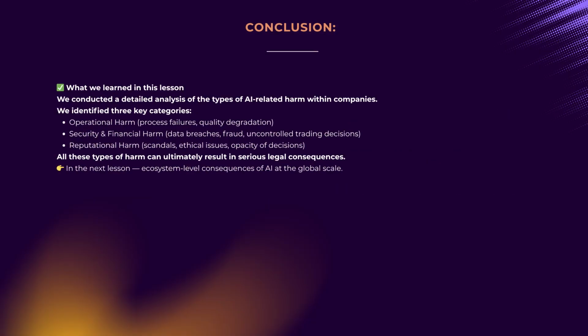In this lesson, we conducted a detailed analysis of the types of harm that AI can cause to organizations. We identified three primary categories of organizational harm: operational harm, harm to security and financial interests, and reputational harm. Ultimately, all these types of harm lead to serious legal consequences. Thus, organizational harm spans a wide spectrum of risks, from production line stoppages to loss of trust and legal sanctions. In the next lesson, we will move on to ecosystem-level consequences, when AI systems operate at a global scale.